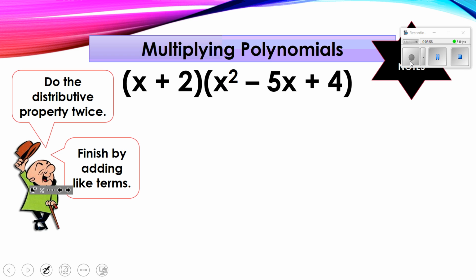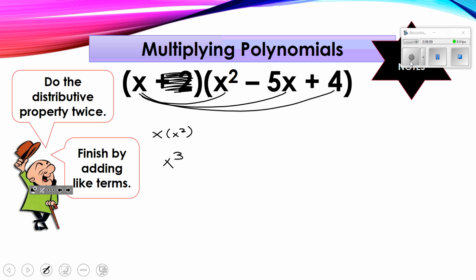The first way I'm going to show you is just doing the distributive property twice. Again, we're going to act like this term does not exist, and we're just going to do the distributive property like this. At first, we have x times x squared, which results in x cubed. Then we have x times a negative 5x, which results in a negative 5x squared.